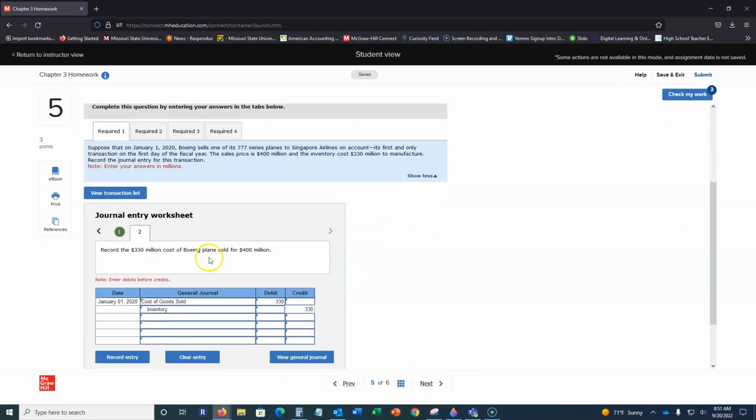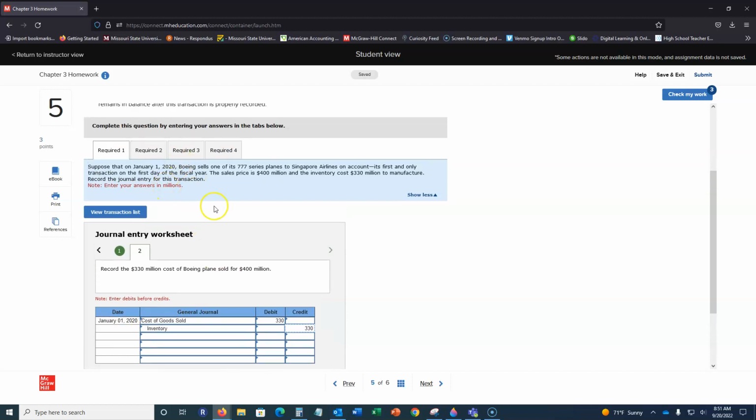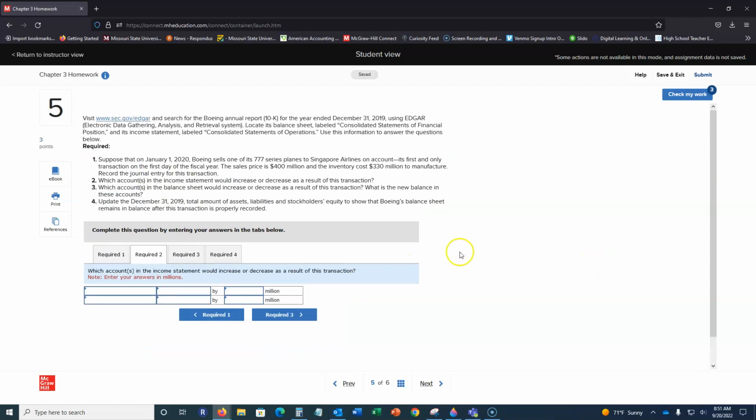Now, note, there's another note here. It says enter debits before your credits. That's just the format. We talked about this in class. Debits first, credits second. And you'll notice debits are justified to the left all the way, and your credits are slightly indented. Okay, so let's move on to requirement number 2.